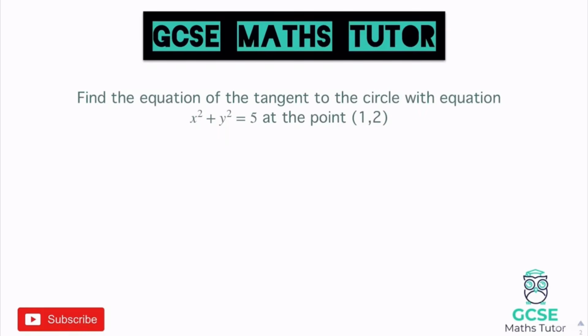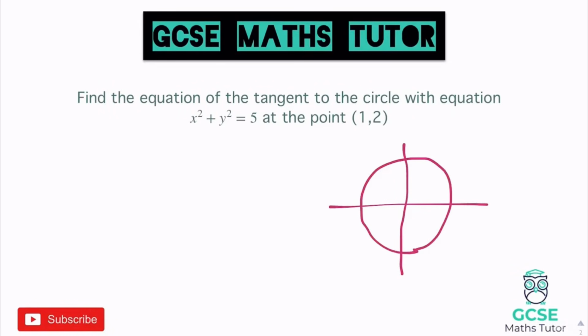Okay, so find the equation of the tangent to the circle with equation x squared plus y squared equals 5 at the point 1, 2. Now you don't have to have a picture for this, it can sometimes just help just to visualise it, to just draw a little sketch. They're all centred at 0, 0, so we can just draw a little sketch. Doesn't matter if it's any good or not.